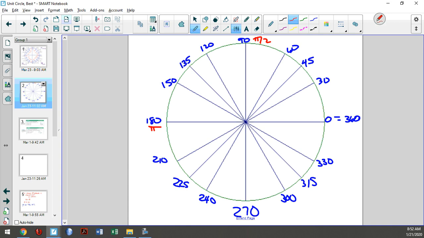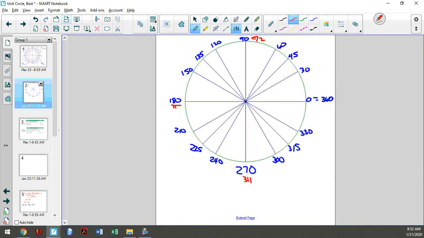So what we're going to do is go around and count by units of 1/2. 1/2 plus 1/2 is going to be 2 halves, which is pi. Plus 1/2 is going to be 3 halves, which is going to be 270. Plus 1/2 is going to be 4 halves, which is going to be 2 pi.